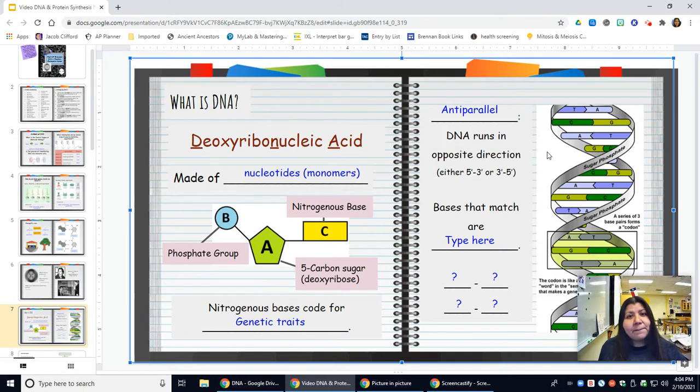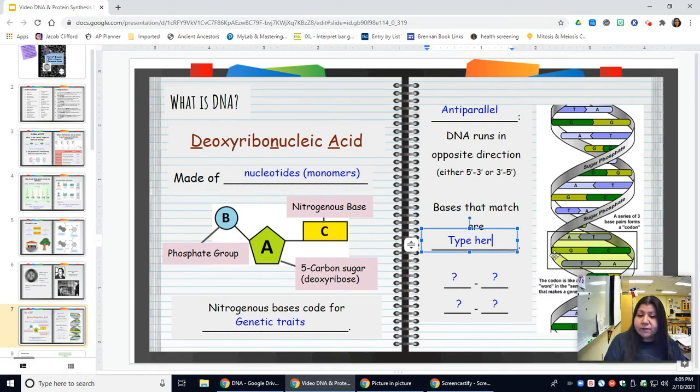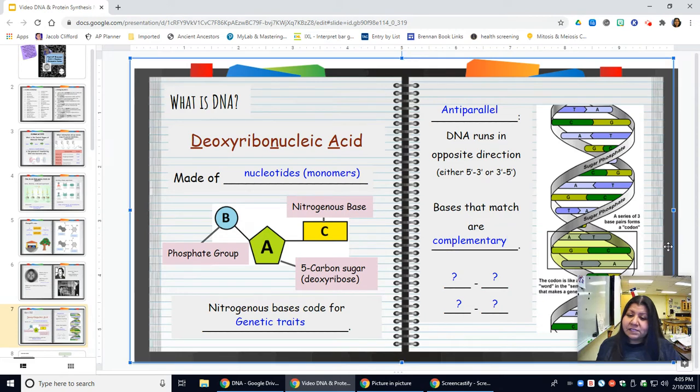We also know that bases are going to match. When they match, we refer to those as complementary bases. You may notice complementary is spelled differently than a complement. Complement would be like, oh, you look really nice today, I like what you did to your hair. Complementary with an E is going to be bases that are matching, almost like a puzzle piece.